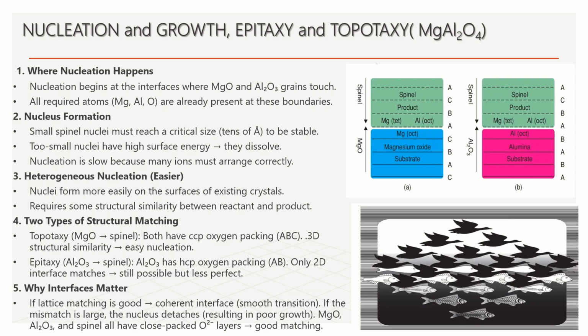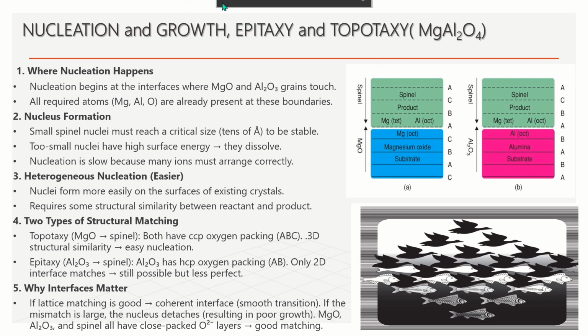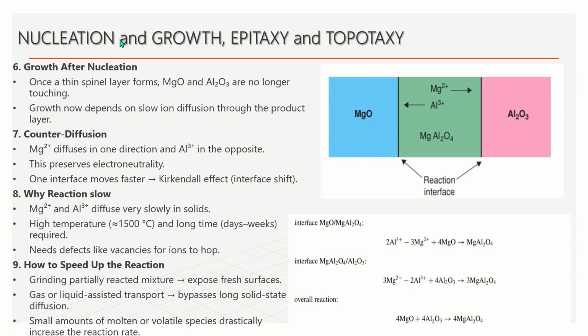But making the very first few layers is the easy part. The difficult part is growing a thicker layer. Now, why is it difficult to grow the spinel layer thicker? Because now MgO and Al2O3 are no longer touching each other directly. They are separated by the spinel layer, as you can see in the image depicted at the top right corner. So for further growth, ions must travel through the already formed product, which is like trying to walk through a wall. This requires a slow, complicated process called counter diffusion.